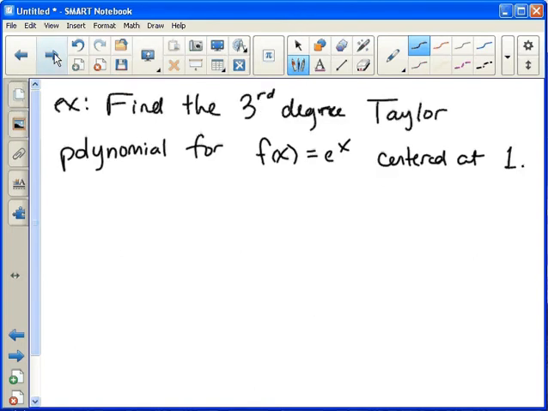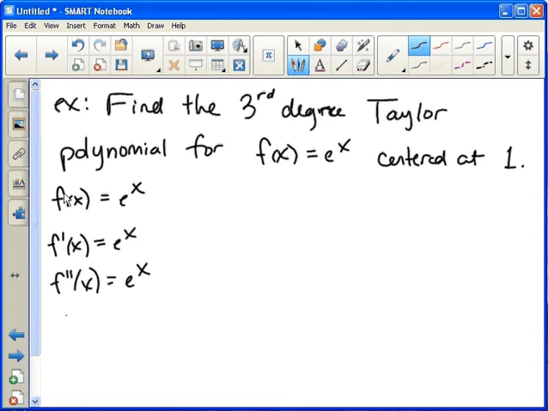It says find the third degree Taylor polynomial for f of x equals e to the x centered at 1. Well, just like with Maclaurin polynomials, the degree tells you how many derivatives to take. So this would be the first derivative, second derivative, third derivative. Obviously all the same. Now centered at 1. So this time, because we're centered at 1, we plug in 1. Well, e to the 1 just gives you e all the way down.